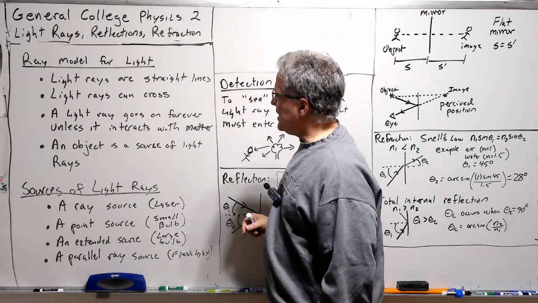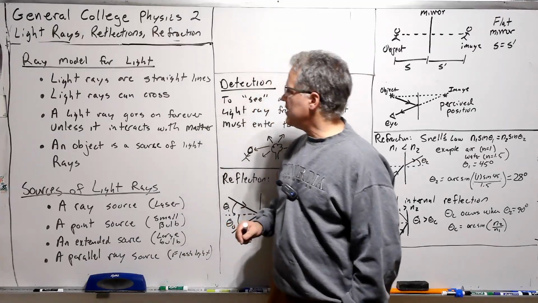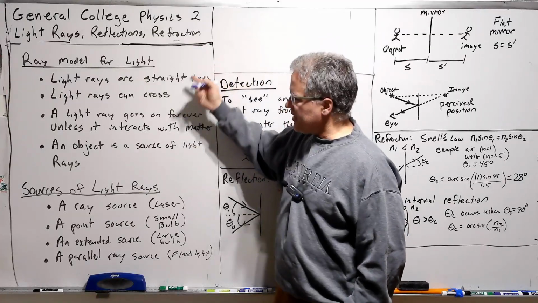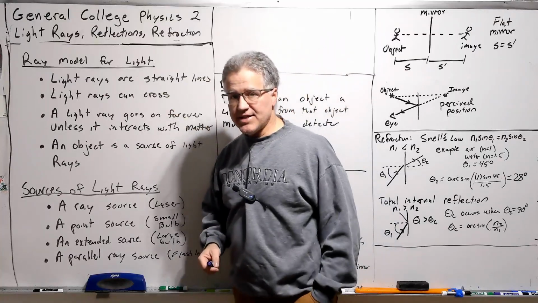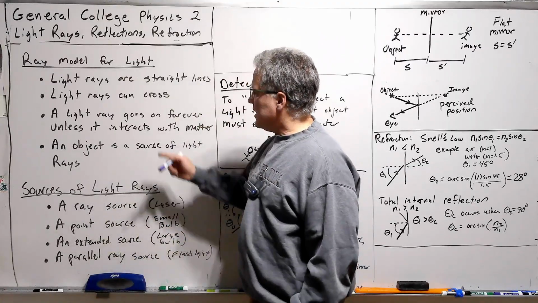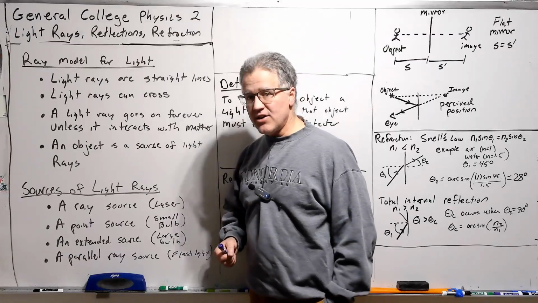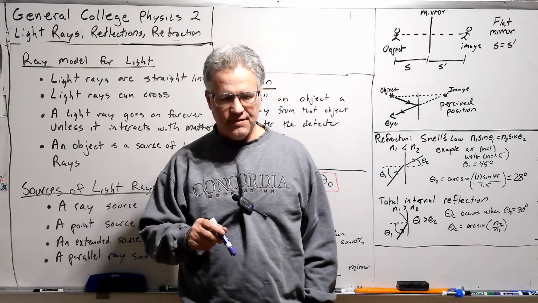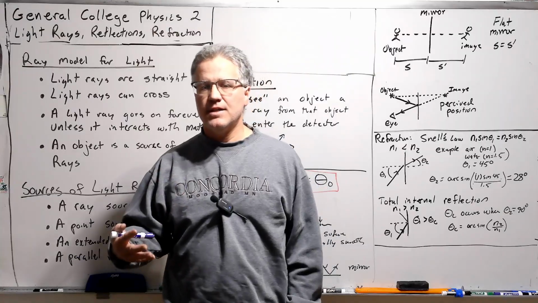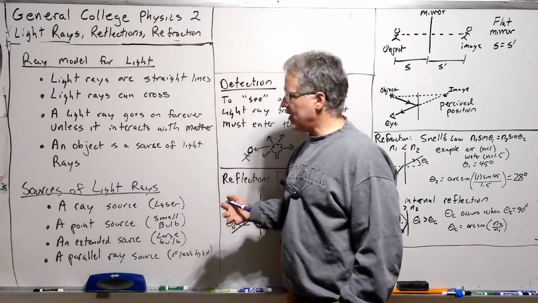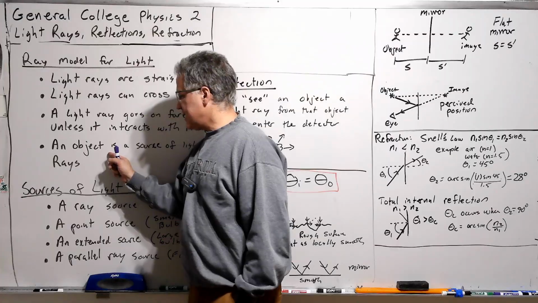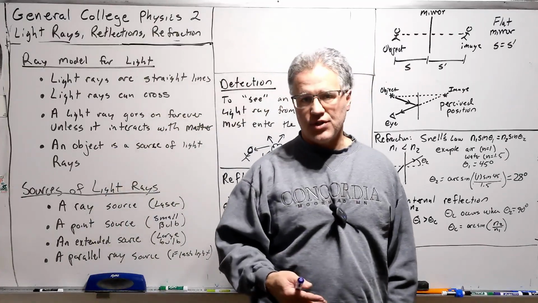Okay, so the idea here is that light rays are straight lines, so geometric rays. Different light rays can cross. They don't interact at all, so they don't bounce off one another. A light ray will go on forever unless it interacts with material. So if it interacts with a material, either a transparent material or an absorptive material, that will change the direction of the ray or completely absorb the ray. And then an object, what we call an object, is the source of the rays.